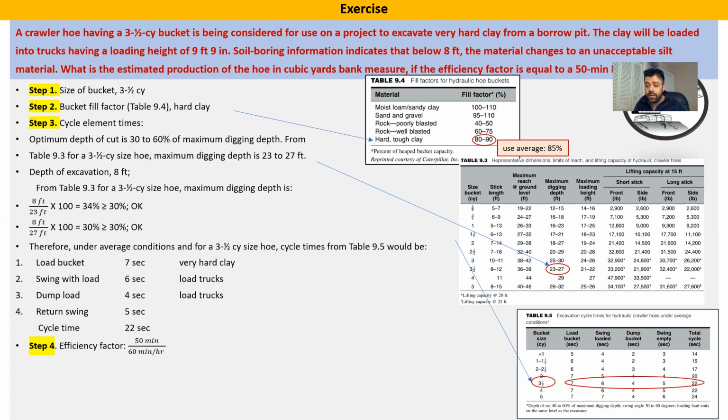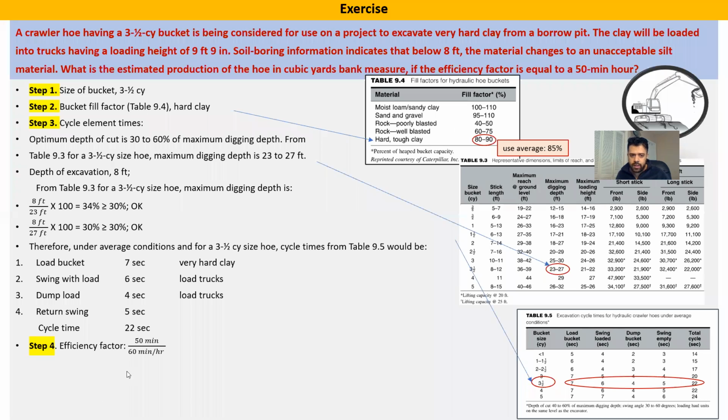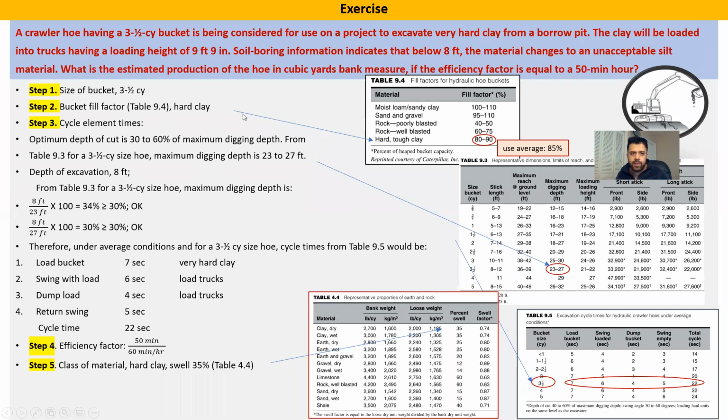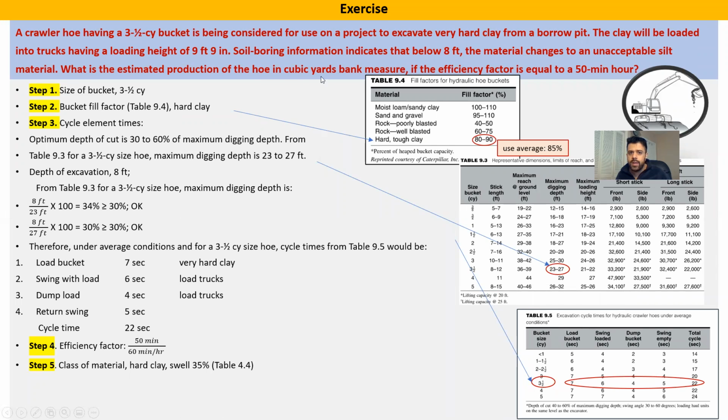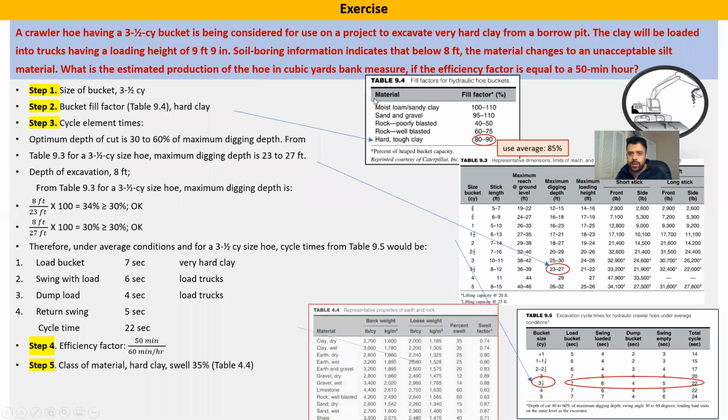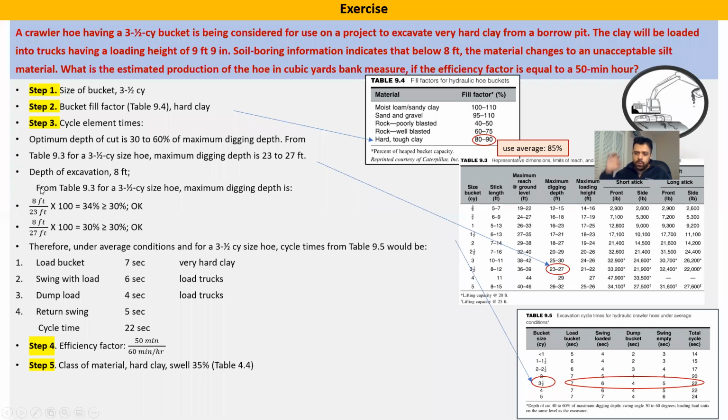We also need to find the efficiency. According to the problem, it says 50 minutes of an hour it is working efficiently. So 50 out of 60 is the efficiency factor. Because it is asking what is the estimated production of the hoe in cubic yard bank measurement. Obviously, when you excavate the soil, you're talking about loose soil. So we want to know the bank measurement. That's why we need the swell factor.